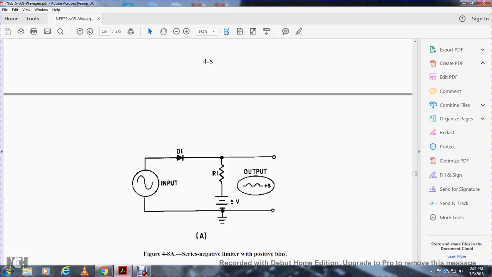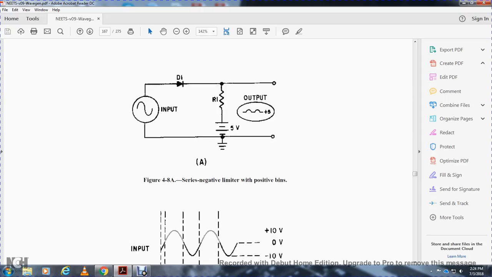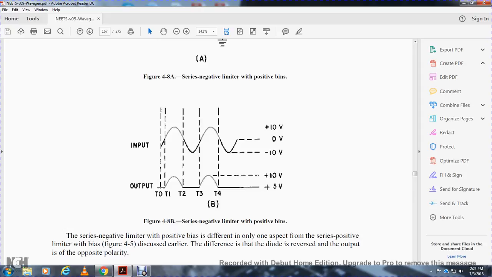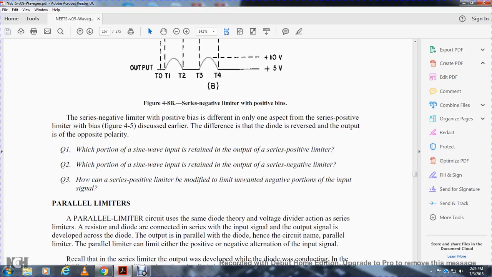Figure 4-8, view B, the series negative limiter with a positive bias: input, diode, resistor, 5 volts. The output is positive 5 volts. Input wave and output wave. This is the series negative limiter with a positive bias. The difference is the only aspect from the series positive limiter with a bias discussed earlier: the diode is reversed, with the output of opposite polarity.